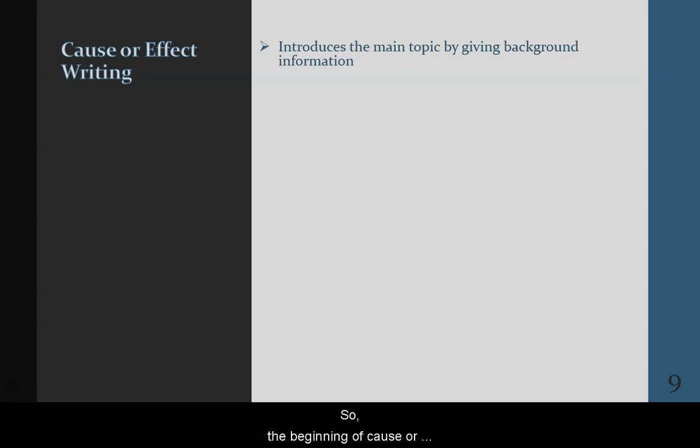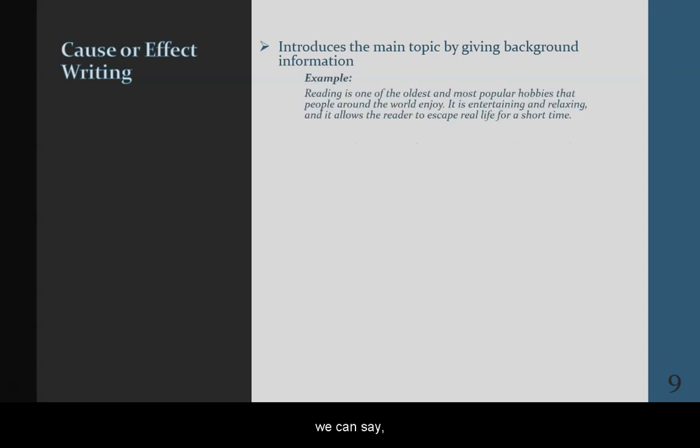So the beginning of cause or effect writing responses introduces the main topic by giving background information. For example, if we look at the article, How Reading Benefits the Brain, we can say, reading is one of the oldest and most popular hobbies that people around the world enjoy. It's entertaining and relaxing, and it allows the reader to escape real life for a short time. This identifies the topic of reading, but it doesn't give the reader a direction for your paragraph.